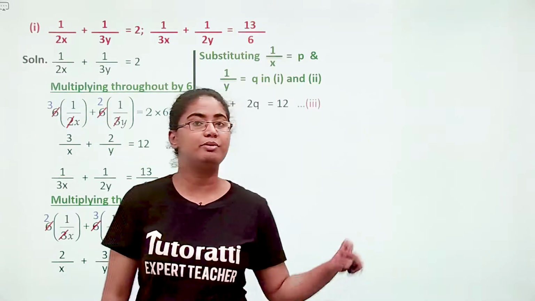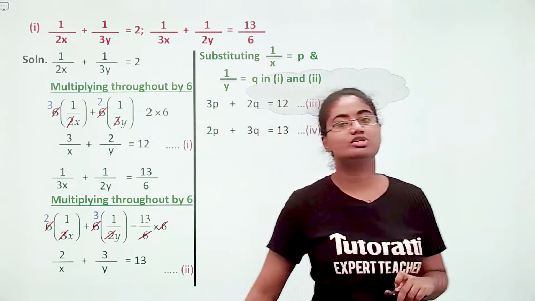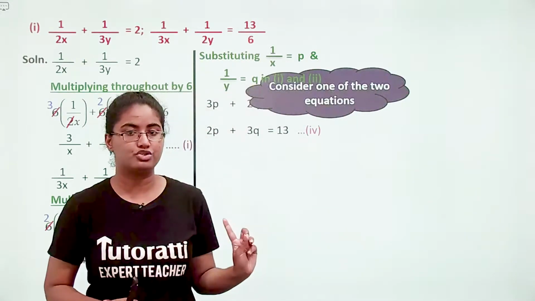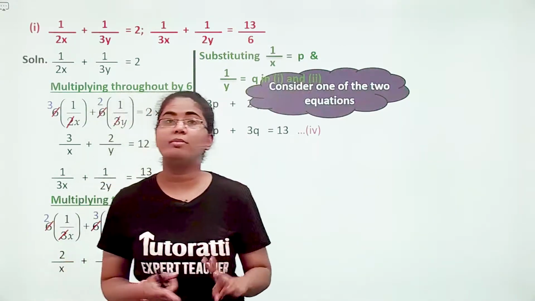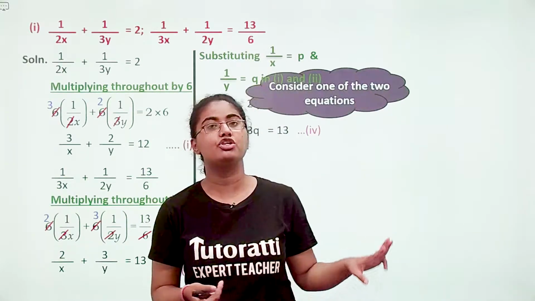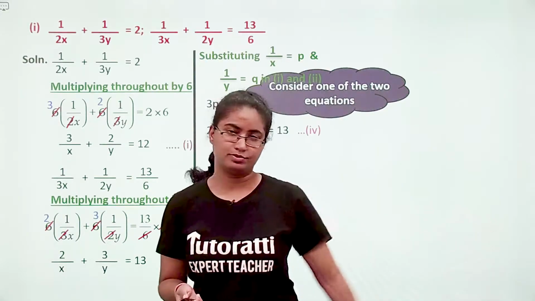So you'll have 3p plus 2q is equals to 12 and 2p plus 3q is equals to 13. Right? Now you can solve these two equations, the equation number 3 and equation number 4, by any of the three methods that you know: substitution, elimination, cross multiplication. Alright? We'll solve using substitution method.